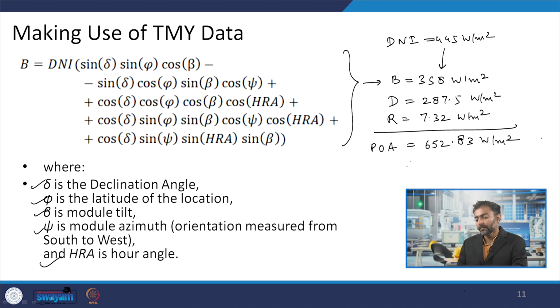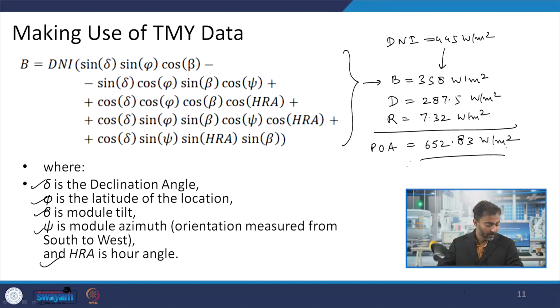So as you can see here, the value is significantly different from the previous example. So again, it's just a function of where you are located, what are your latitude and longitude angles, what is the day of the year you are talking about, and what is the time of the day you are talking about. Accordingly, the POA will be calculated depending upon the equations which we discussed. So in this case, we found this value. So these are a couple of examples just to give you an idea or a flavor of how to estimate the plane of array radiation under some given circumstances.